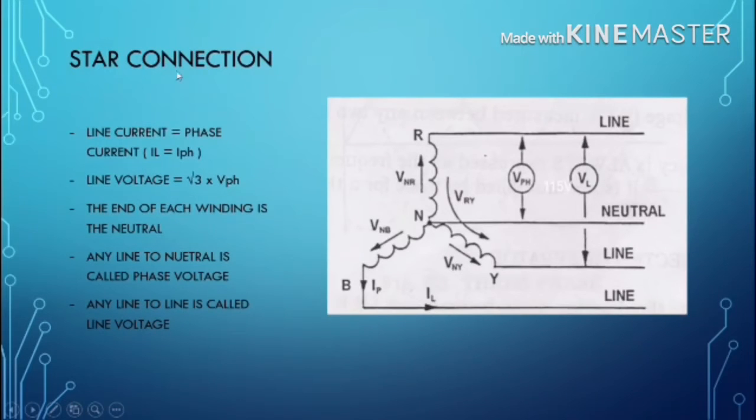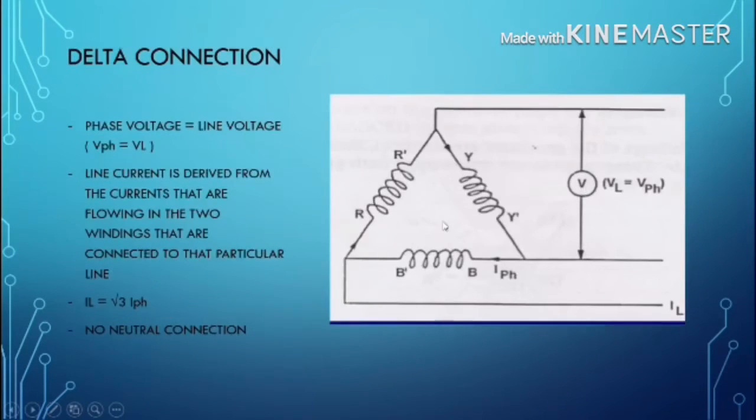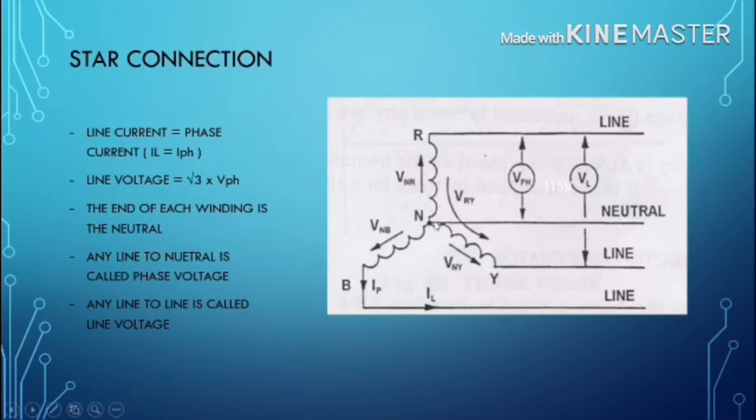Next is the star connection. In the star connection, there is a neutral connection here in the middle of the three windings. The line current is the same as the phase current. This is the line current, and this is the neutral current, the neutral line. The line voltage is √3 times the phase voltage, and then you can get the line voltage.